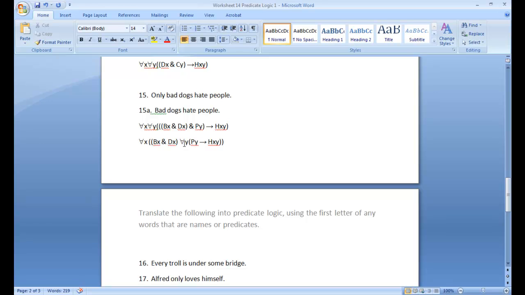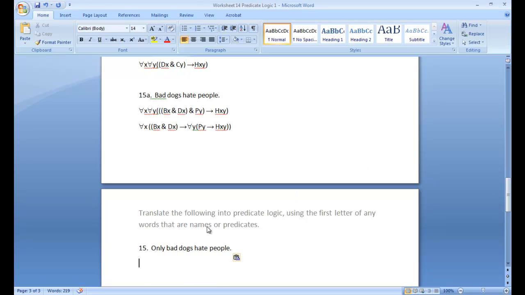Okay, so now what it says is for all x, if x is bad and x is a dog, then for all y, if y is a person, then x hates y. So bad dogs hate people: for all x, and for all y, if x is bad and x is a dog and y is a person, then x hates y. Or alternatively, for all x, if x is bad and x is a dog, then for all y, if y is a person, then x hates y. Okay, so intuitively those two are logically equivalent, and later on, as I've said, we'll be able to prove that.